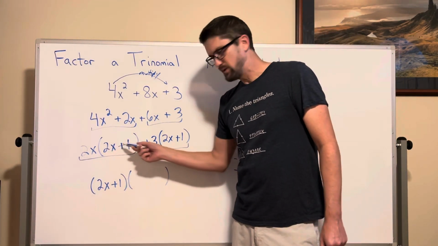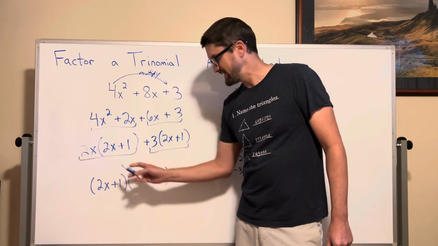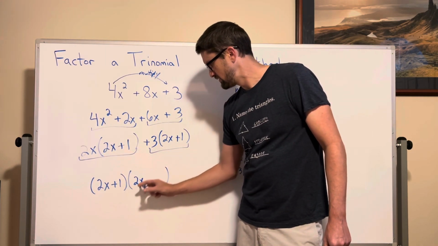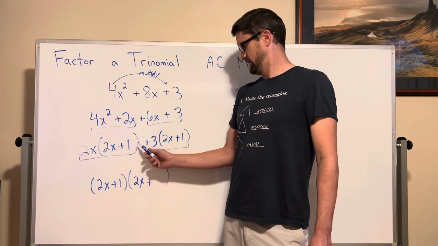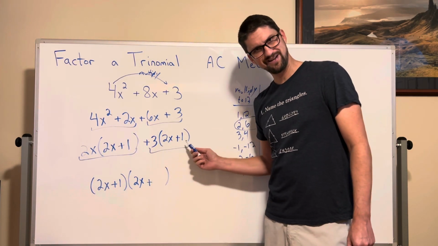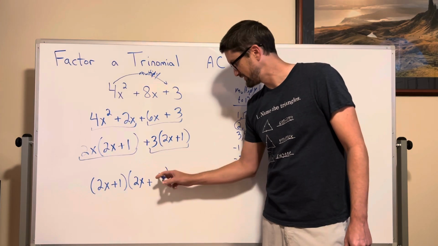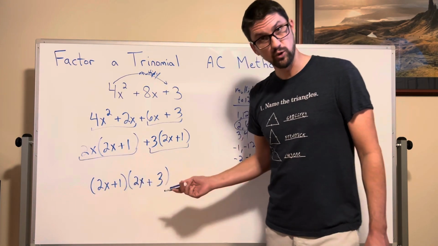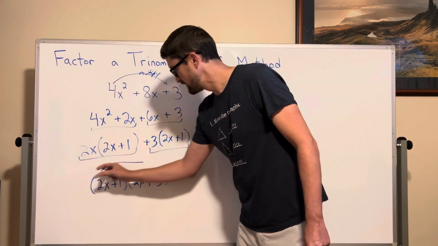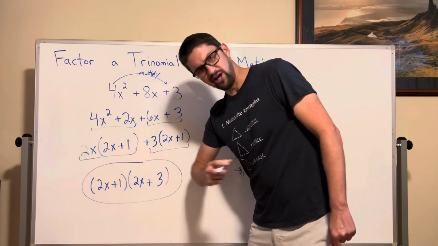All right, so if you take a 2x plus 1 out of here, you're left with 2x. Then we have this plus sign. And then taking 2x plus 1 out of here, we're left with a 3. There you go. Now it is factored. We have two binomials multiplying each other. That's the AC method.